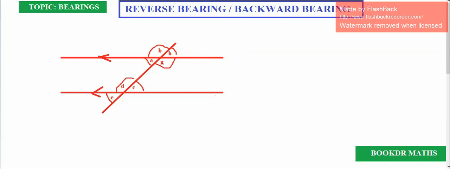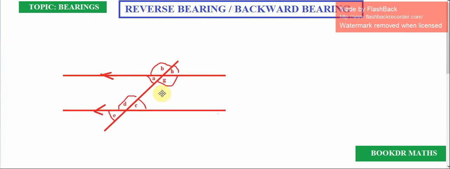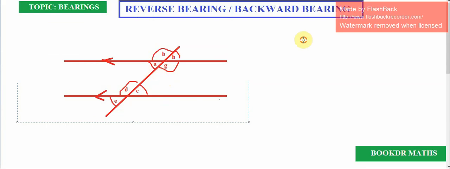Let's look at the Z. If I trace like this, you can see a Z has been formed. So the angle here and the angle here are alternating. Their values are the same, A and J. Then A and C are also alternating. If I want to trace my Z, you will look at that.